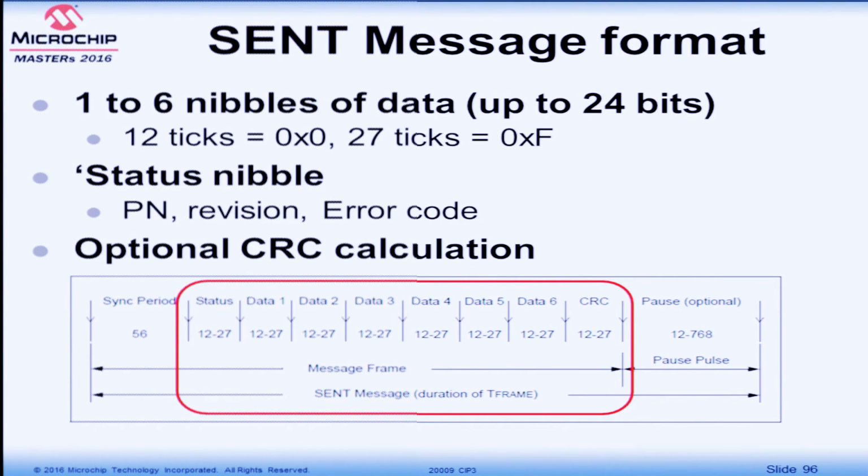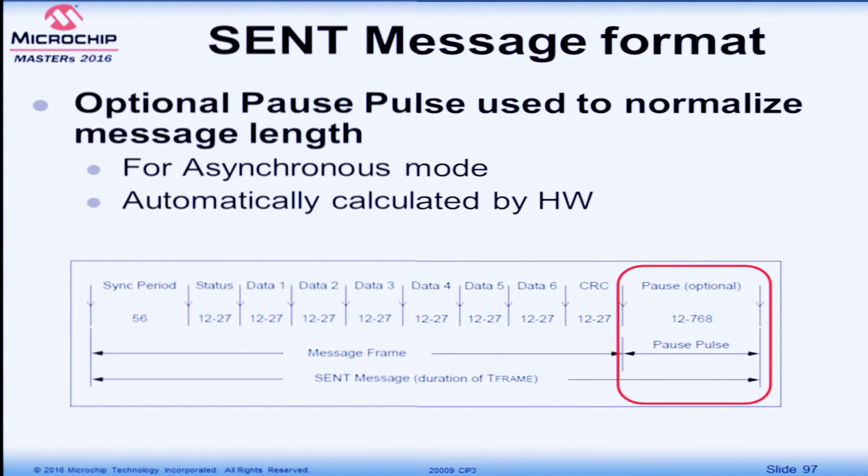Although that might cause some problems, in that the length of the message is going to be dependent on the data. So to handle that, if you want to have a fixed length message, there's also a pause pulse that you can turn on optionally, and the hardware actually calculates how long it needs to be to pad that piece of time to get them to be the same length. So again, you don't need to use any software to figure out how long it needs to be if you want to have a synchronous mode.